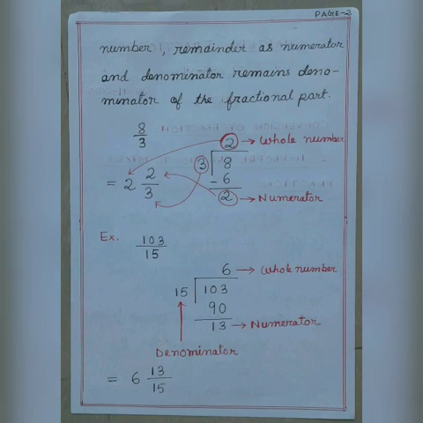Let us check another example. 103 divided by 15. So I shall divide 103 by 15. The quotient is 6. That will be whole number part of the mixed fraction. The remainder is 13. That is numerator of the mixed fraction. And 15 will be the denominator.